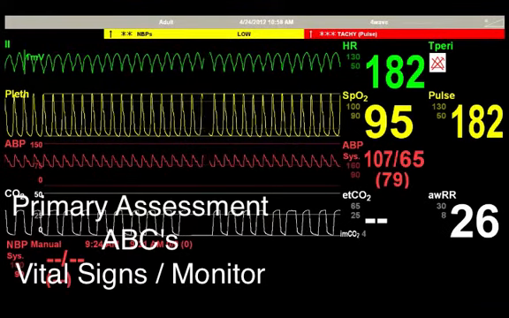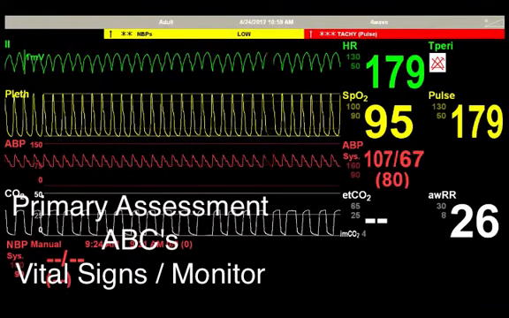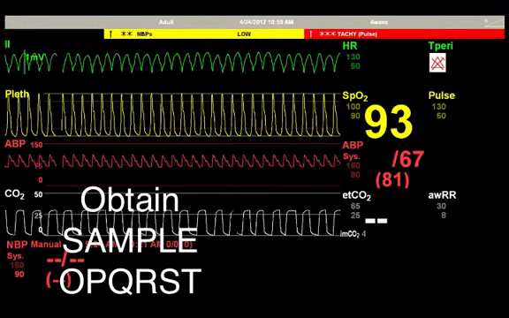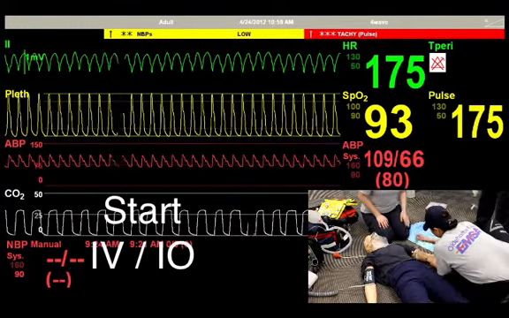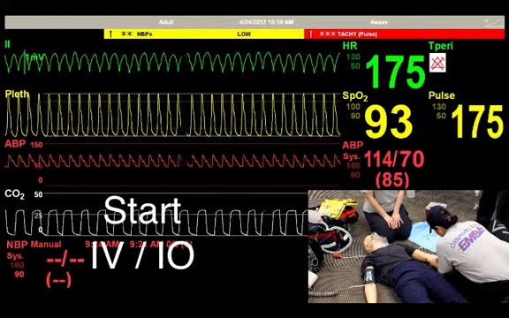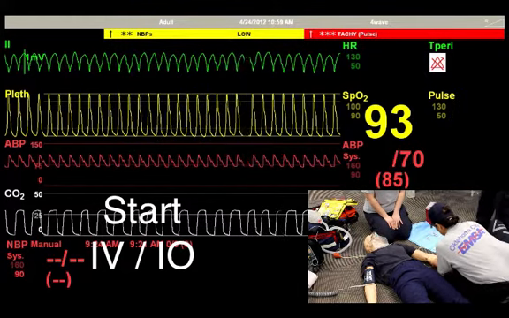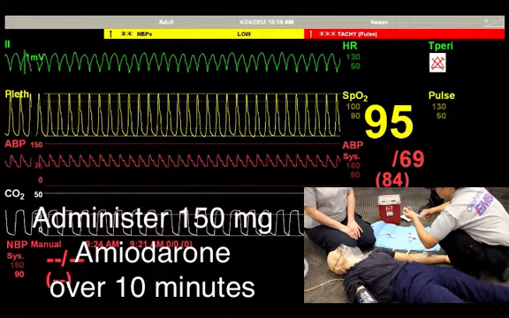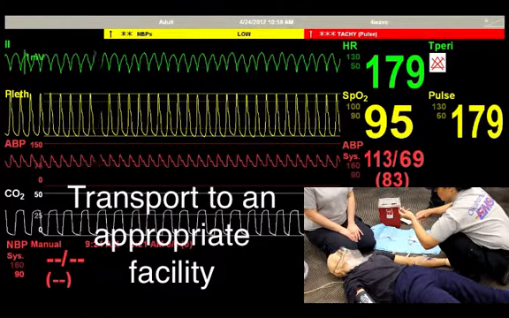Perform a primary assessment, airway, breathing and circulation, vital signs, and monitor. Obtain a SAMPLE OPQRST history. Start an IV or IO. Administer 150 milligrams of amiodarone over 10 minutes. Transport to an appropriate facility.